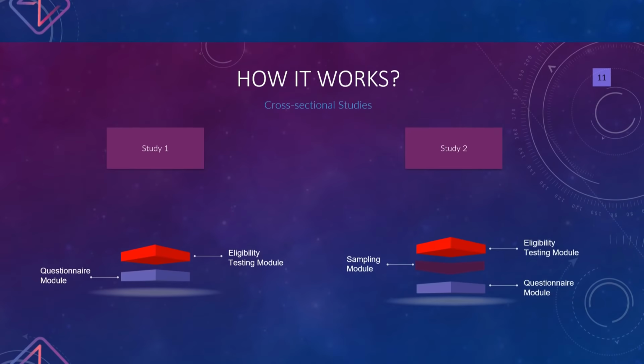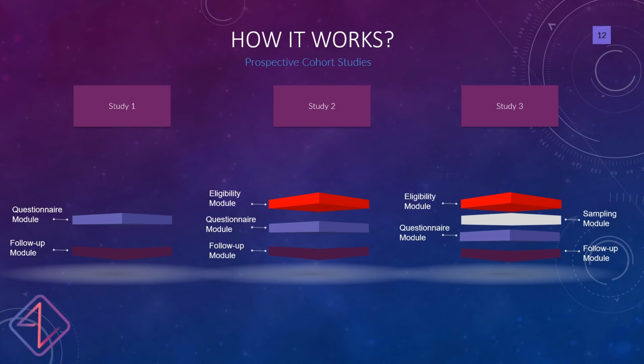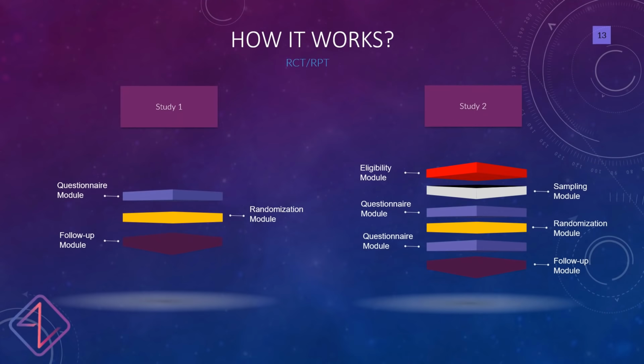Here are some examples of how you can manipulate the Z-DataCloud modules to automate a cross-sectional study. Here are some examples of how you can manipulate the Z-DataCloud modules to automate a prospective cohort study. Here are some examples of how you can manipulate the Z-DataCloud modules to automate a randomized controlled or parallel trial.